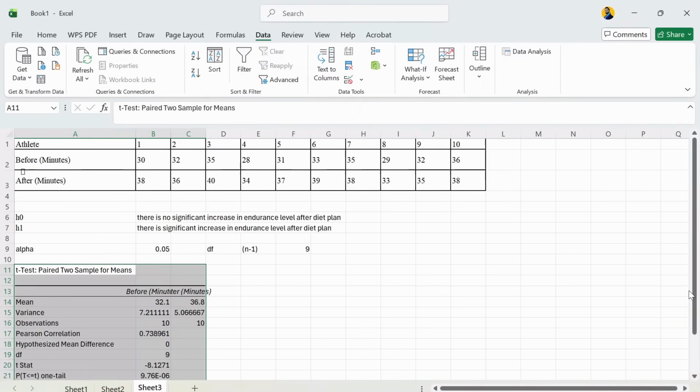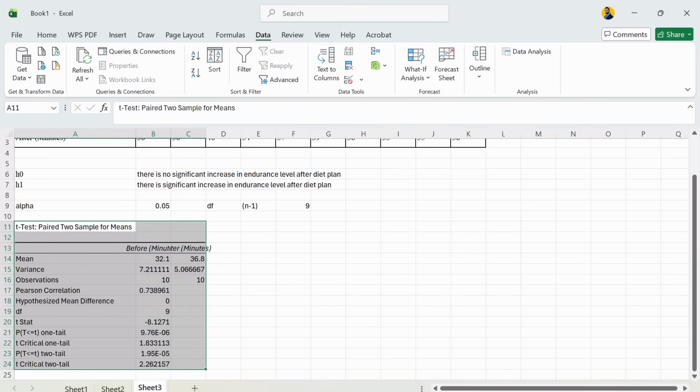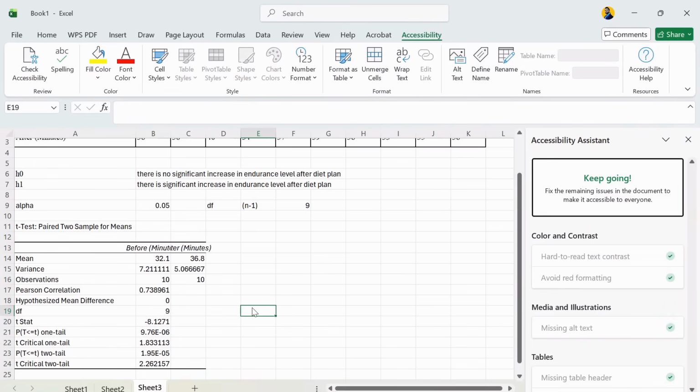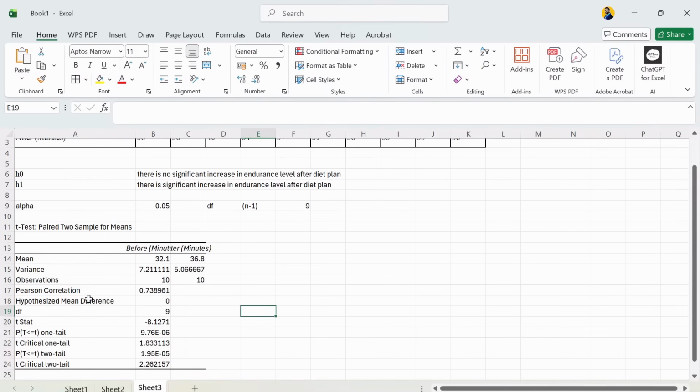So let's learn how to analyze this table first. As you can see here, we have our degree of freedom, 9, which we have calculated. The t statistic is minus 8.127. Again, we don't consider the minus sign, so we will assume it is 8.127.